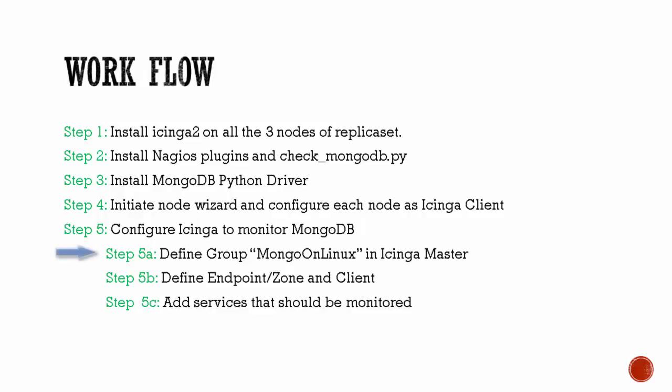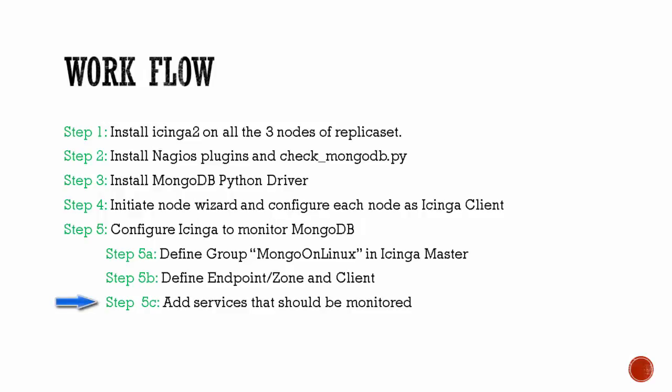First, we will define group. Similar servers are assigned to a group. For example, all the Mongo database servers that are running on Linux can be classified under the group called Mongo in Linux. Another example would be all the Oracle servers that are running on Linux can be classified under the group called Oracle on Linux. Then we define endpoint, zone and client, which are how the Icinga master sees the client. More about it will be explained in the next slides.